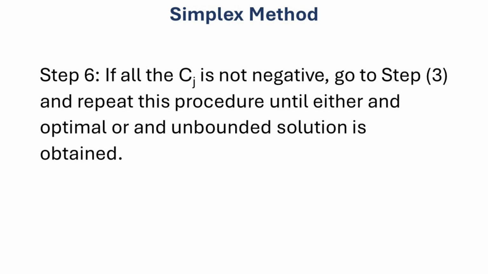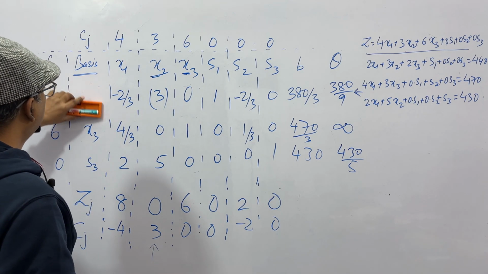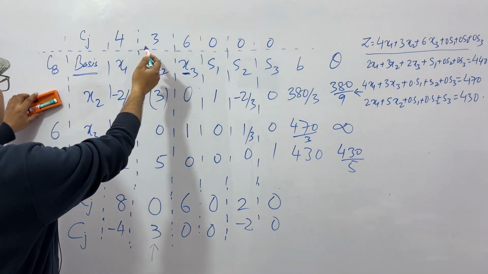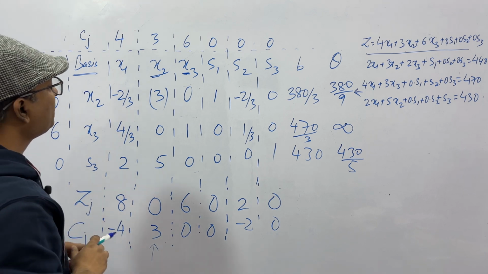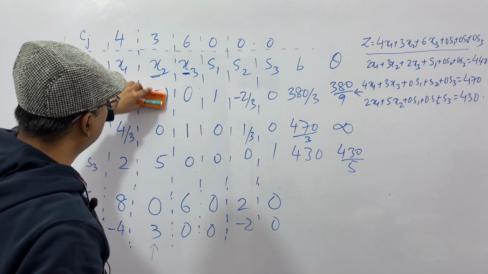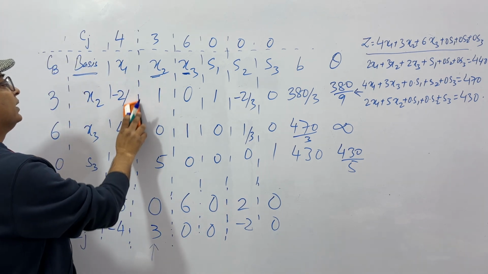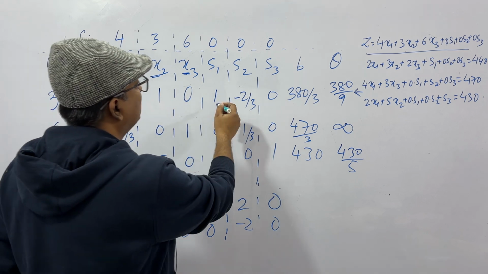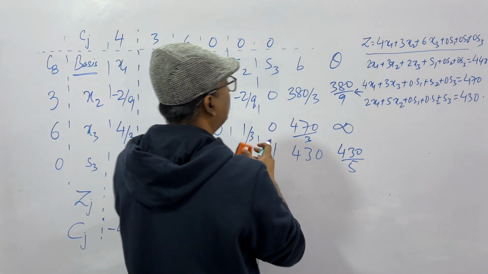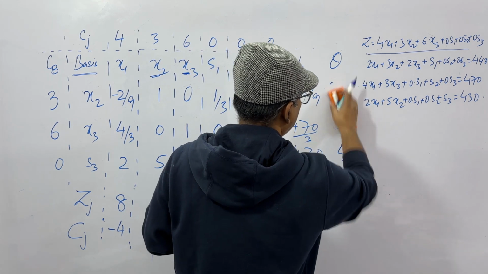So let's see. Here we'll introduce x2. Along with this, we'll put this coefficient in the CB column. This is 3. Now we have to make this 1. Remember, we have to make the key element 1. So dividing the row by 3, this is 1, this will be 2 by 3. Dividing by 3 means 2 by 9. 0 by 3. This is 1 by 3. This is again 2 by 9. And this is 380 by 9. Okay.